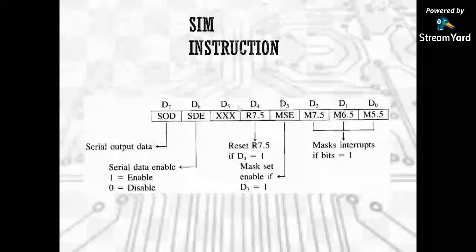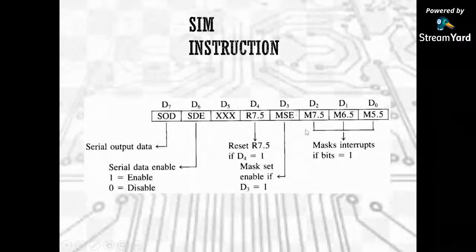Okay, same, D0, D1, D2 is the proprietary of the interrupt mask. M7.5, 6.5, and so on and so forth.